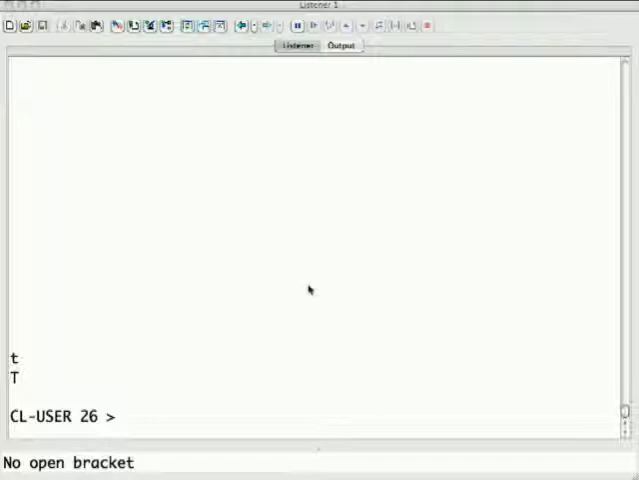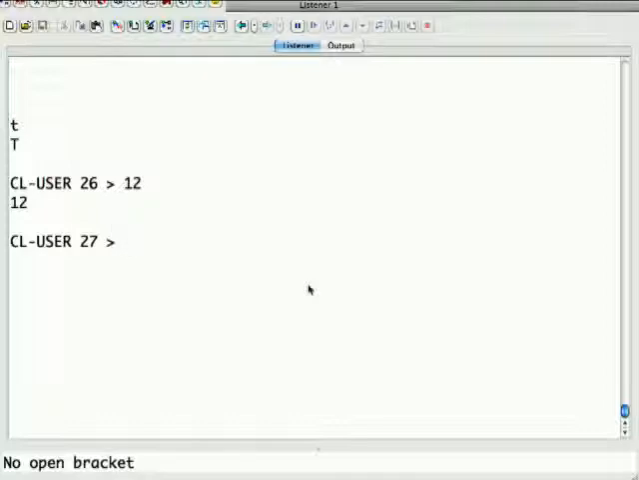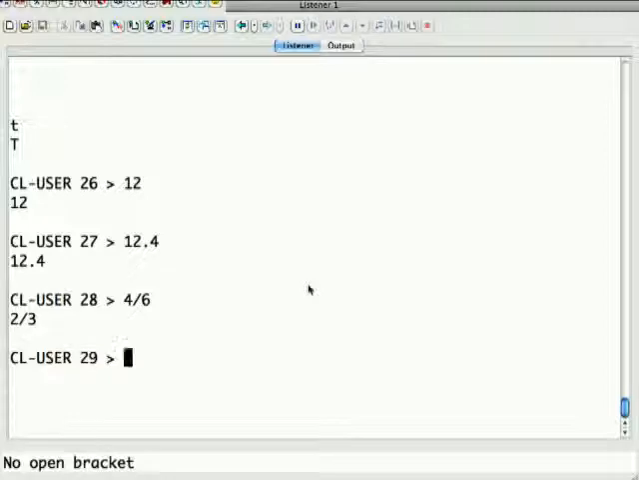Numbers are numbers. Right? 12 evaluates to 12. 12.54 evaluates to 12.54. Interestingly, and this is something I hadn't realized until recently, 4 over 6 evaluates to 2 over 3 because it simplifies it. So you can put in proper fractions or even improper fractions, and it will deal with them as numbers.